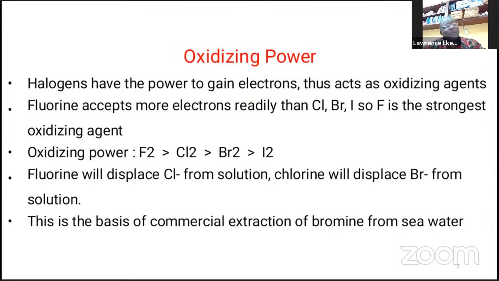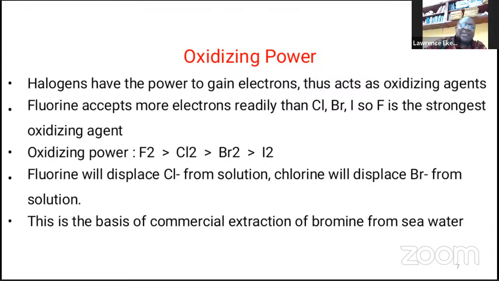We've talked about the oxidation power, that the oxidation strength of the halogens decreases down the group. It decreases down the group, which means that fluorine has the highest, the strongest oxidizing power. They have the ability to act as oxidizing agents. Why? Because they have the power to gain electrons. So oxidizing power decreases down the group.